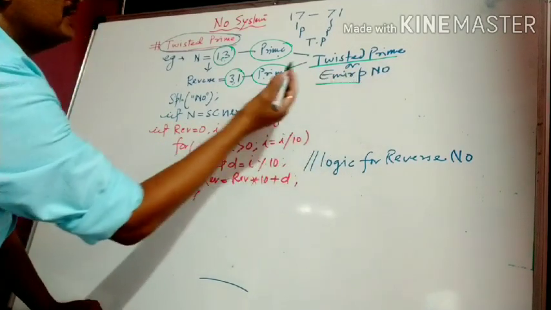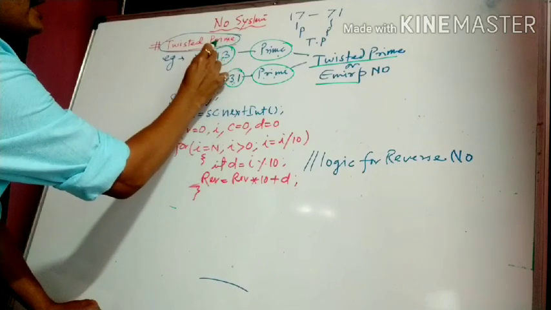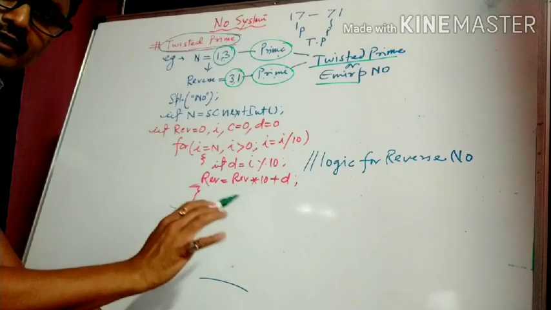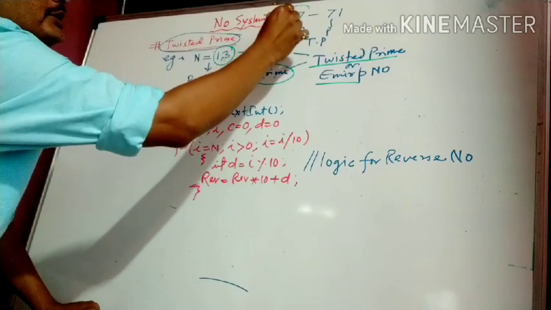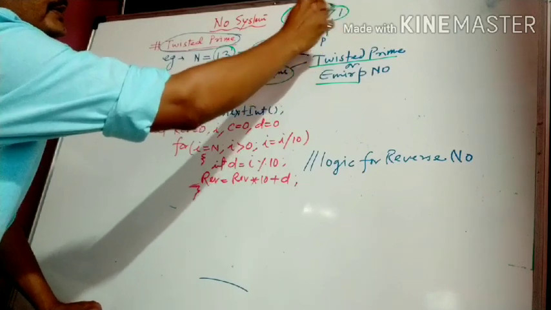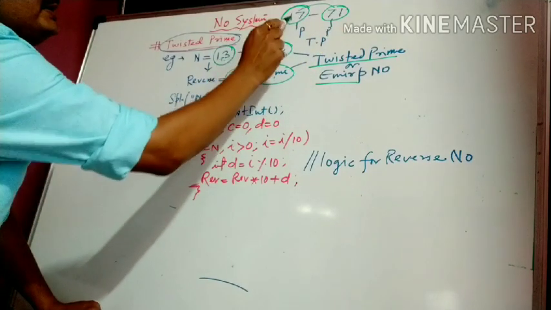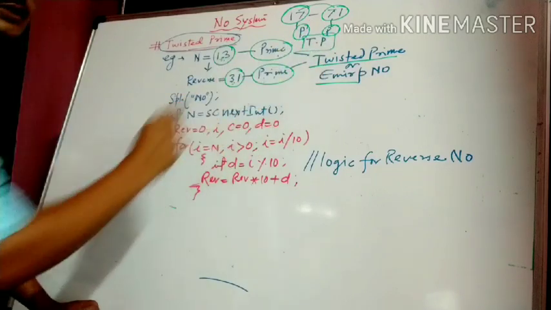Emirp number means reverse of prime, E-M-I-R-P. Emirp number. So the thing will be the same. Another example, suppose 17. The reverse of 17 is 71. So 17 is a prime, and 71 is also prime. That is known as a twisted prime.